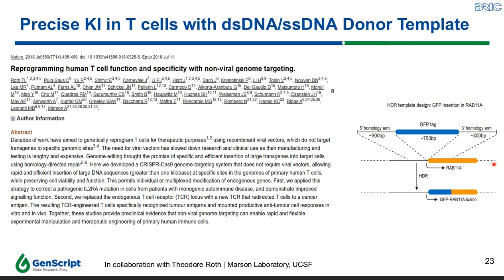So the workflow on the right panel here illustrates the concept of the entire project. In this project, the authors needed to integrate a GFP tag flanked with long homology arms at both ends of the GFP into the housekeeping gene, known as the RAB11A gene, without the use of a viral vector, in both CD4 plus and CD8 plus cells.